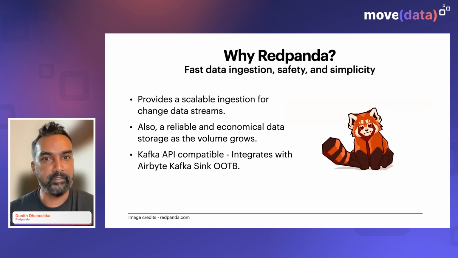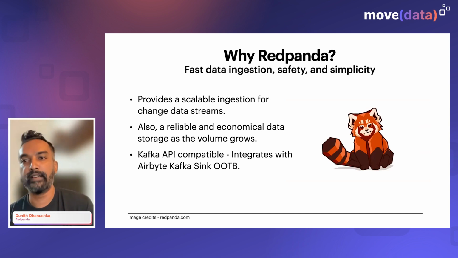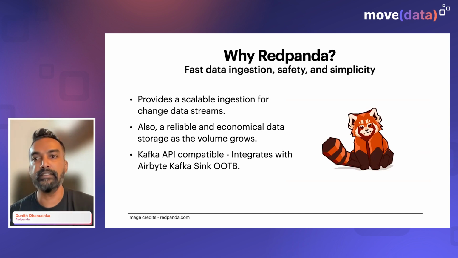And then once we have these change data streams coming in, we need some sort of a buffering mechanism to ingest them scalably and store them in a durable manner until they are consumed by the downstream component. So that is why we need Redpanda here.